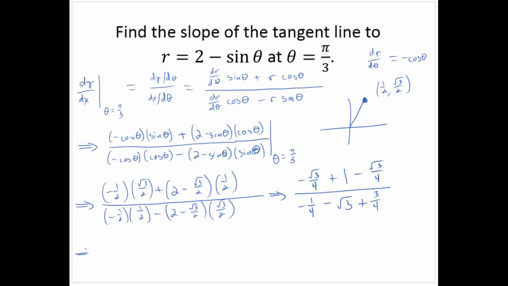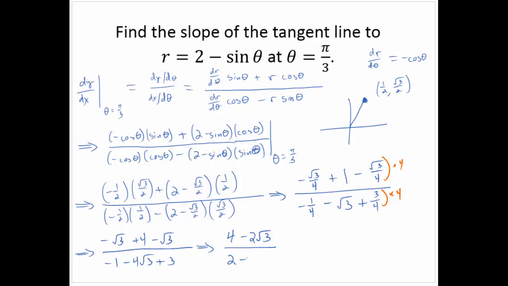All right, simplifying this. Let's get rid of the fractions. So now that I've got this simplified, I'm going to multiply both numerator and denominator by 4, and that'll clear out all of the fractions. So then this becomes negative root 3 plus 4 minus root 3 over negative 1 minus 4 root 3 plus 3. And so that simplifies to 4 minus 2 root 3 over 2 minus 4 root 3.